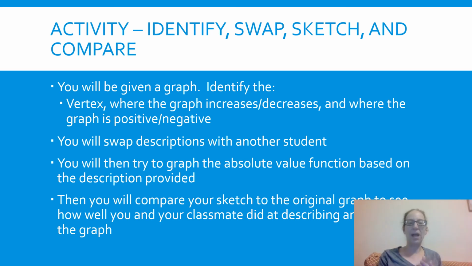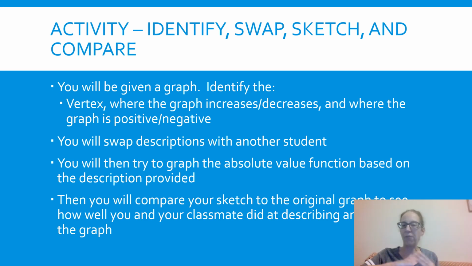Okay, and then you will identify the vertex, where the graph increases and decreases, and where the graph is positive and negative. Okay, so you're going to identify those things, and what I will try to do is put together a little card that you can just fill out. Like, this is what my graph does. And then you will swap descriptions with another student. Now, I don't know how we want to do that. I want to be able to keep track of who has what graph, and then be able to swap back. Okay, so you're going to swap the descriptions with another student, and then you'll get a set of descriptions.